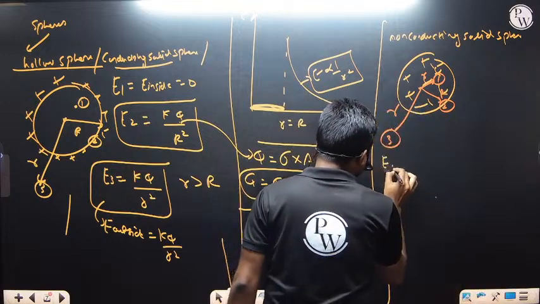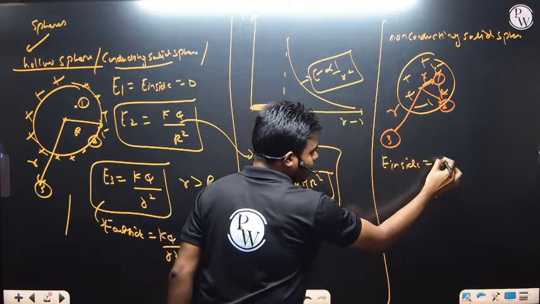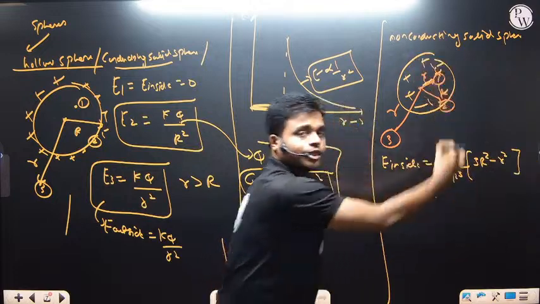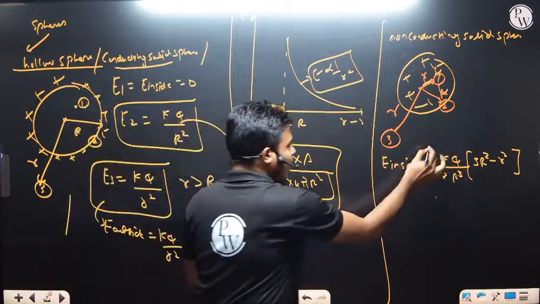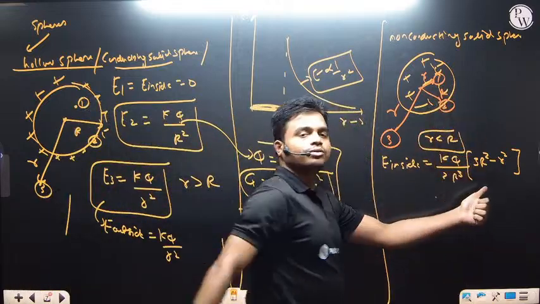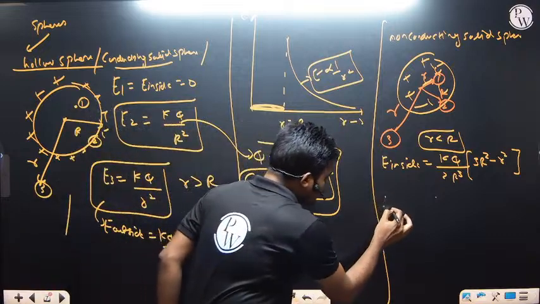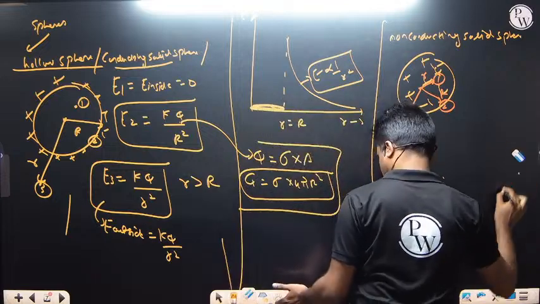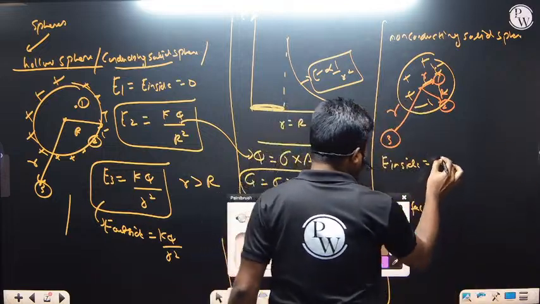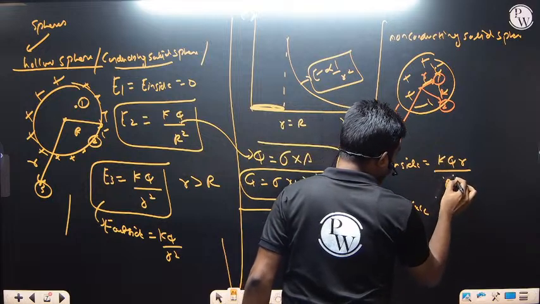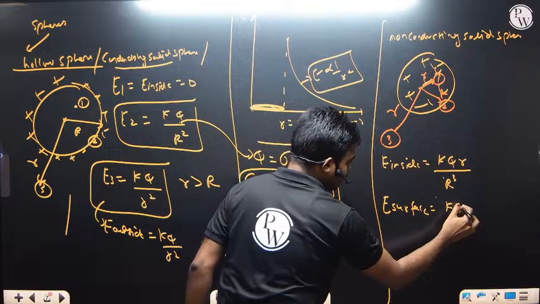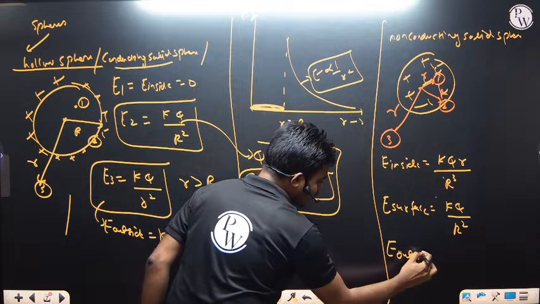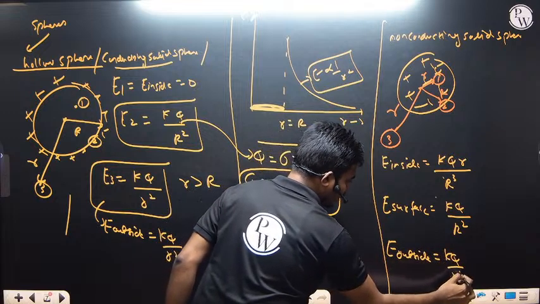Electric field inside at any point is given by kQ divided by 2R cube into (3R square minus small r square). At any point inside, when r is less than capital R, the electric field is given by this expression. Sorry, that one is for electric potential; for the electric field we write kQ into small r divided by R cube. Electric field on the surface is given by kQ divided by R square, and electric field outside is kQ divided by r square.